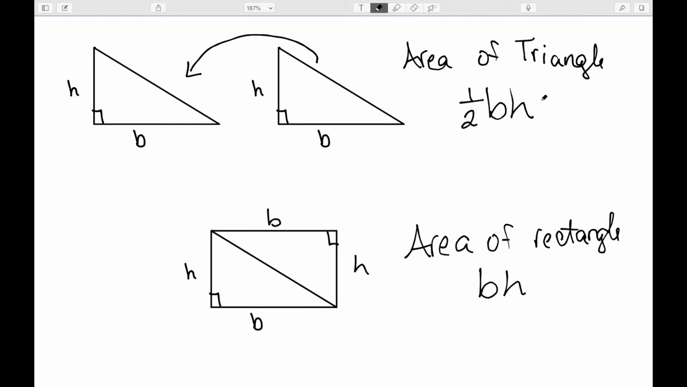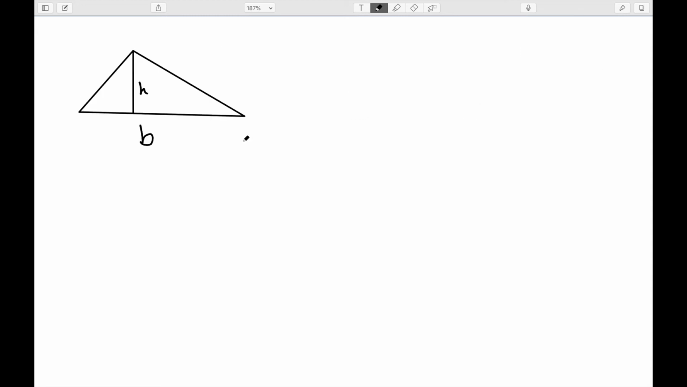But what if I don't start with a right triangle? Let's consider this triangle here. I have my base and my height indicated, and I want to try to figure out why the formula works. If I were to take one of these and flip it over and attach it the way I did before, then it wouldn't give me a rectangle. So how would this work?